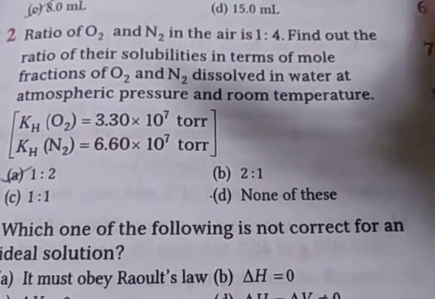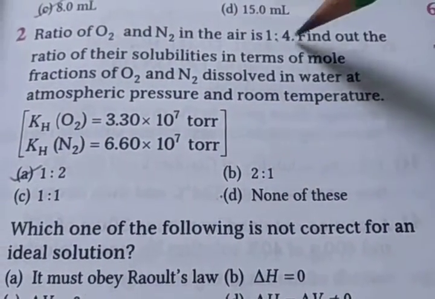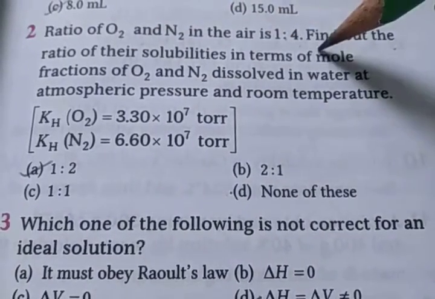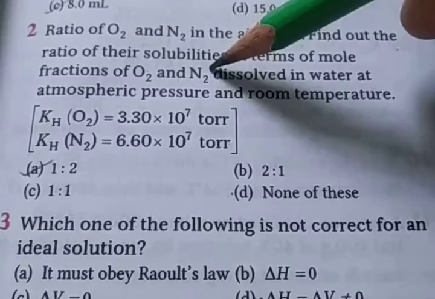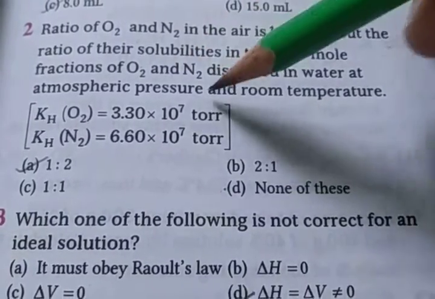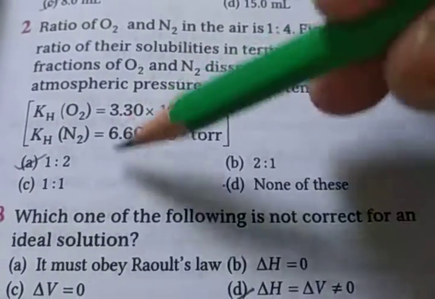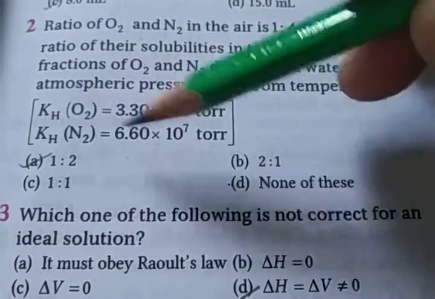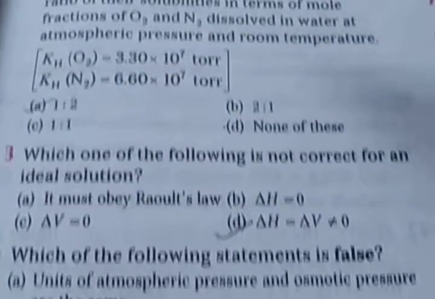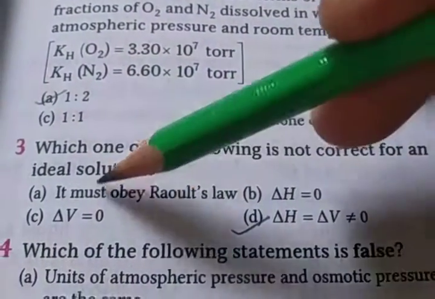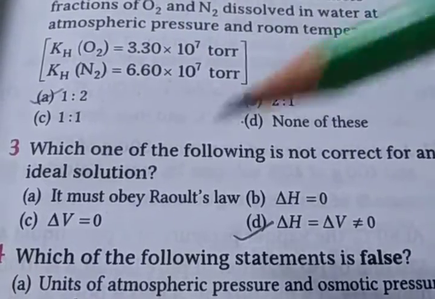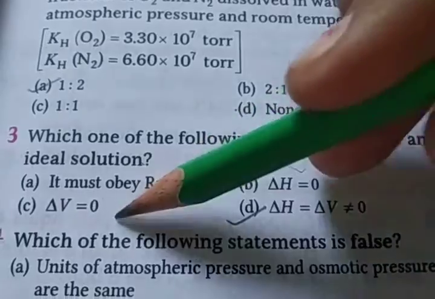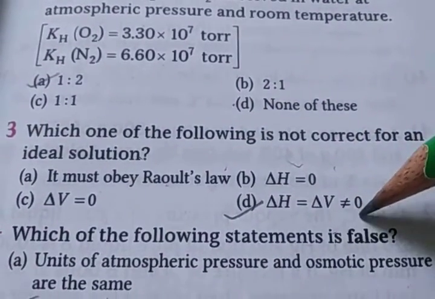Next question is, the ratio of O2 and N2 in air is 1:4. So find out the ratio of their solubility in terms of the mole fraction of O2 and N2 dissolved in water at atmospheric pressure and room temperature. So here you see KH value 3.30 for O2 and nitrogen 6.60. So 1:2. Then which one of the following is not correct for an ideal solution? So you already know about ideal solution, Raoult's law, delta H and delta V value is 0. So D option is incorrect.